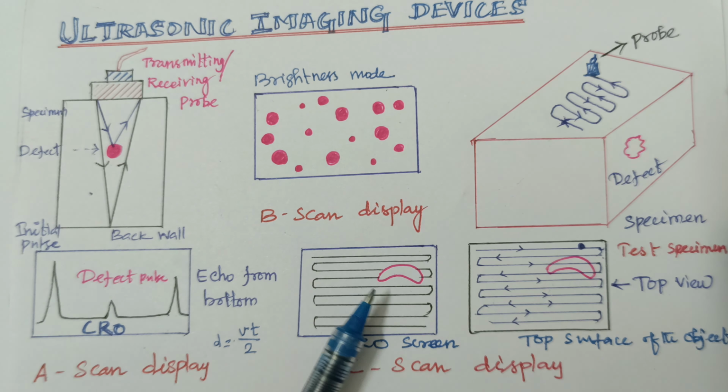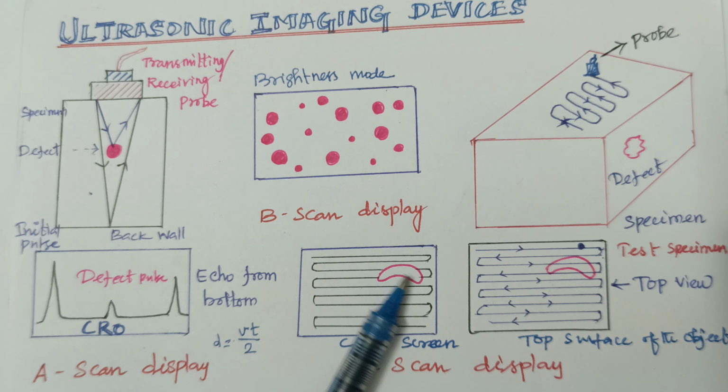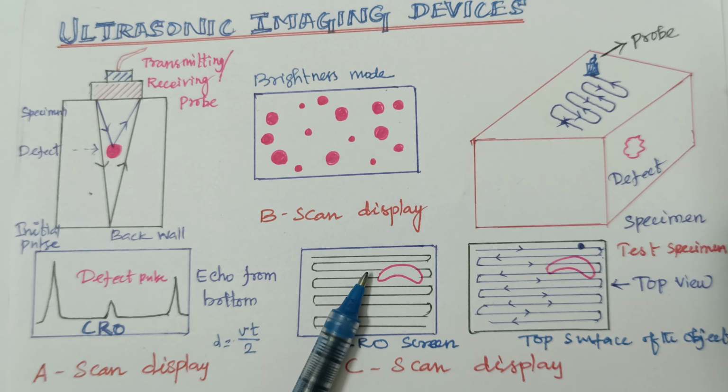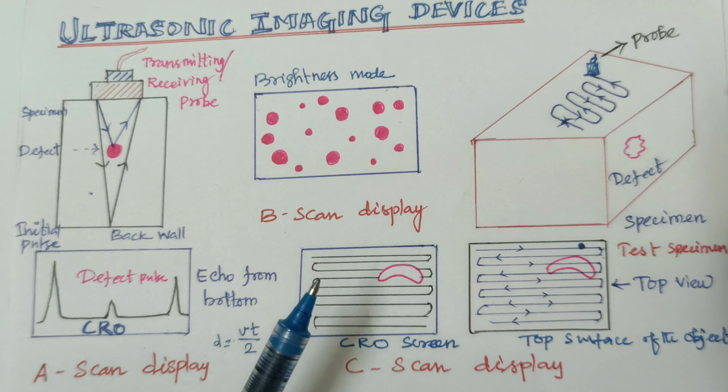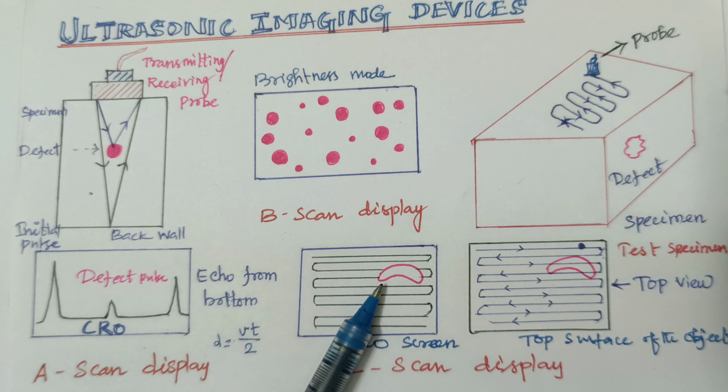In this method, you can analyze only the position of the defect, not determine the depth of the defect. So what are the advantages of this method? You can find the position of the defect with the cross-sectional area, and it is an automatic method.